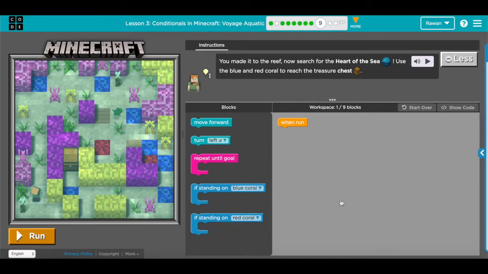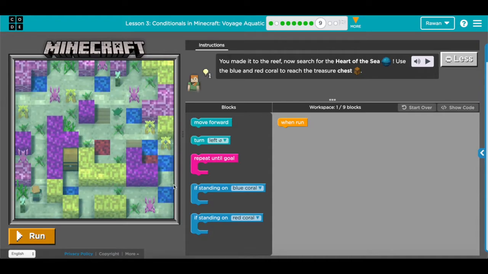Now this level is a bit tricky. You have the blue coral and you have the red coral. Alex has to move forward, and then when she reaches the blue, she has to turn to the right direction. Whereas when she reaches the red, she has to turn the opposite direction.